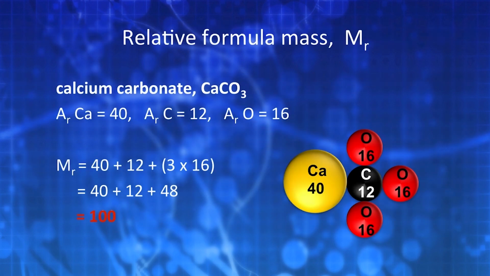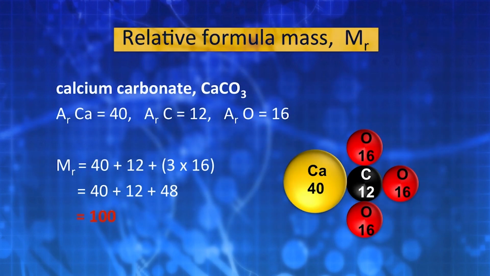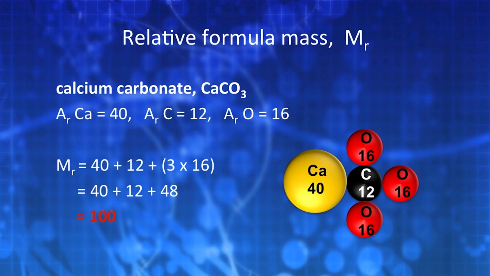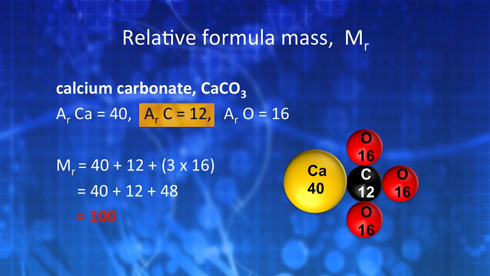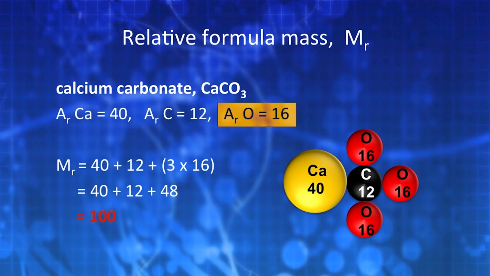Let's have a look at the relative formula mass of calcium carbonate. Its formula contains 1 calcium atom, 1 carbon atom, and 3 oxygen atoms. We can first start the calculation by determining the relative atomic masses of each of the different types of atom. So calcium, with reference to the periodic table, has a mass of 40. Carbon has a mass of 12, and oxygen has a mass of 16.